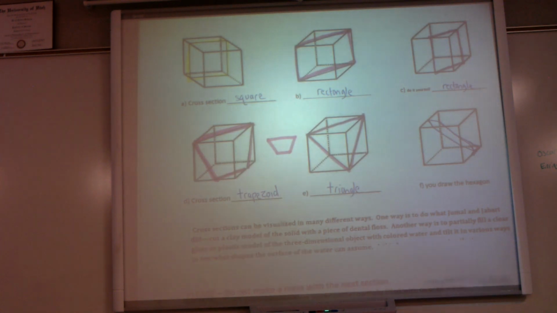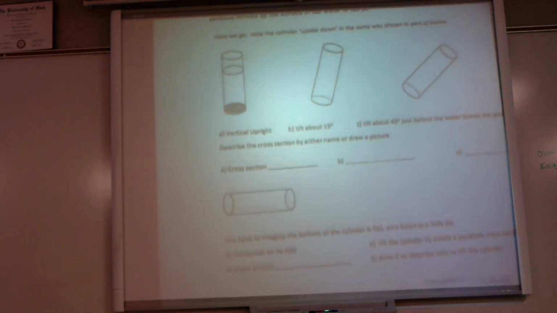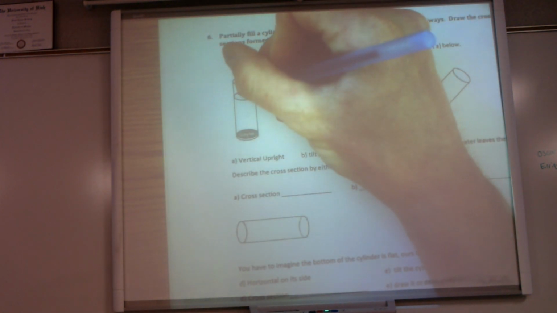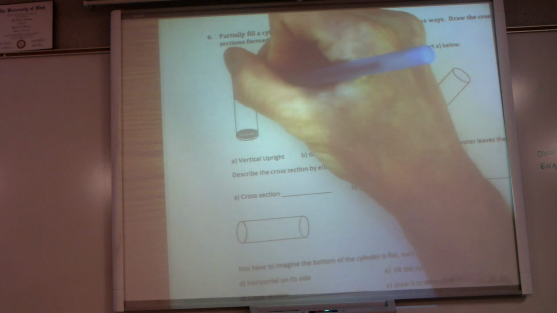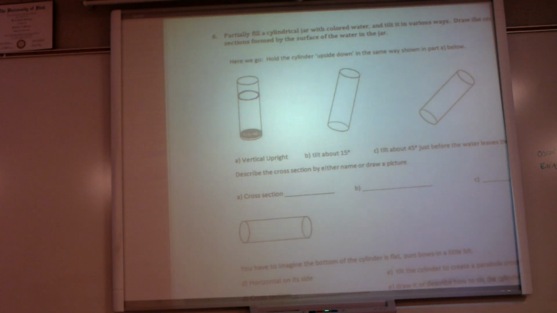So let's keep going here. This next one is kind of an optional activity, but it's pretty cool. Let's pretend that you have this cylinder here, okay? And what we're going to do is fill it up with water. So this is all water. Now let's look at the shape that the water makes. If I hold it straight up, it's going to basically give us what a horizontal cross-section would look like, which is a circle. Now what if we tilt it about 45 degrees?